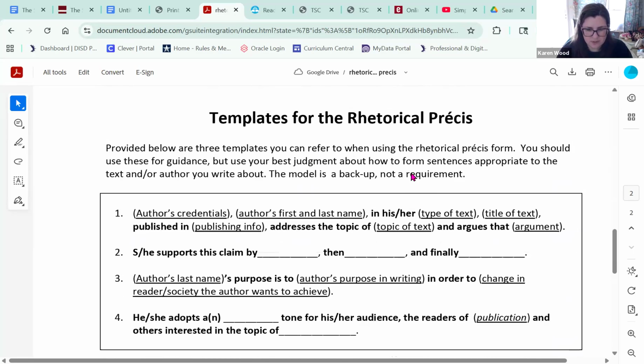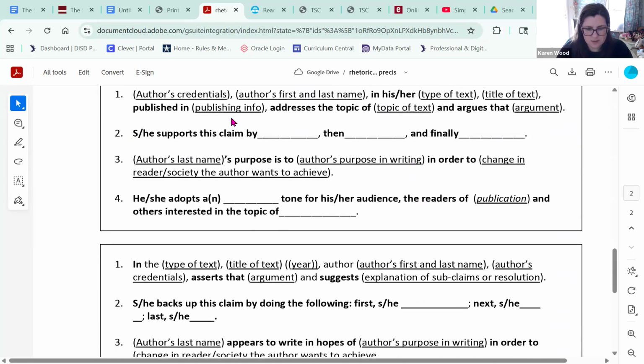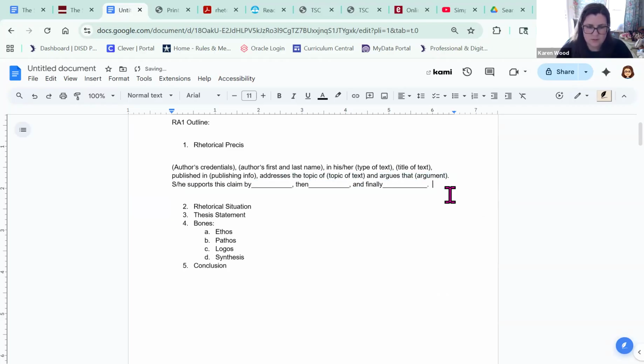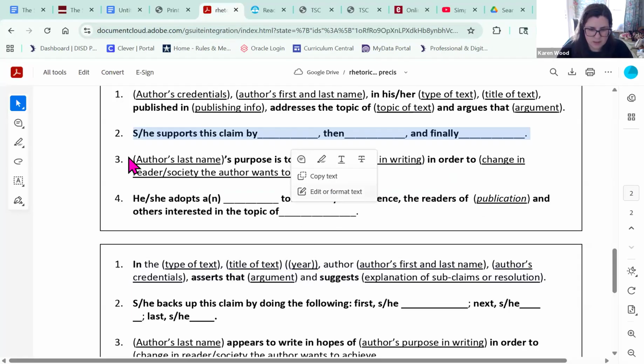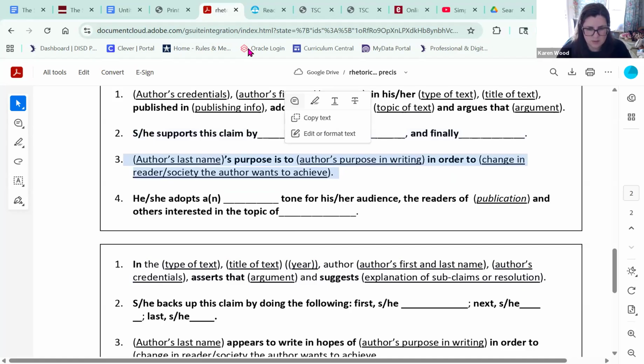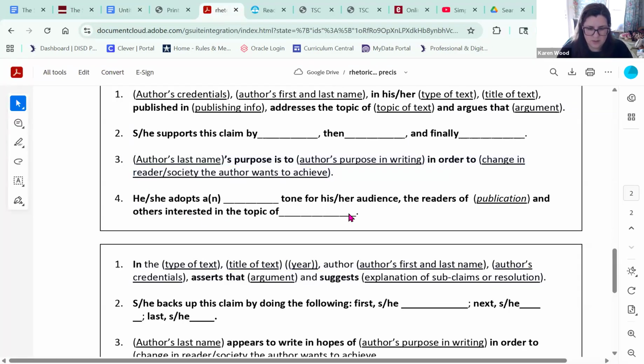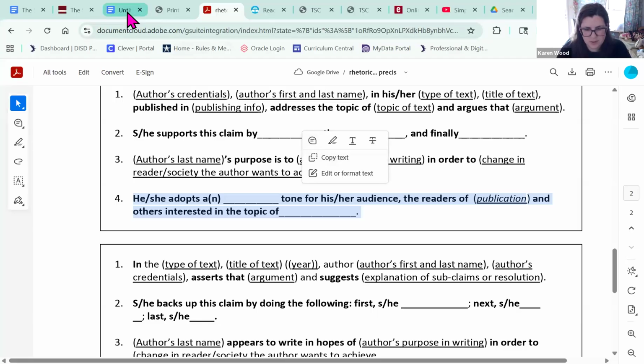Oh, well, I'm doing it wrong. Here's what I need to do. I've got them in different orders. He supports the claim by. All right, now I have my template and I just need to plug it in.